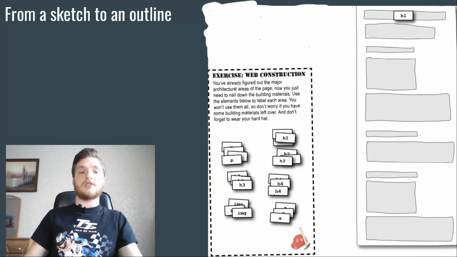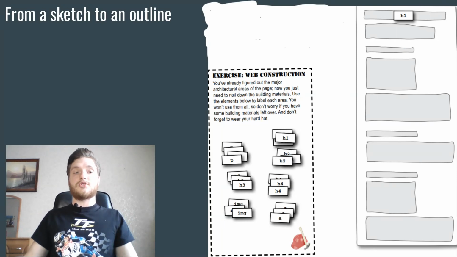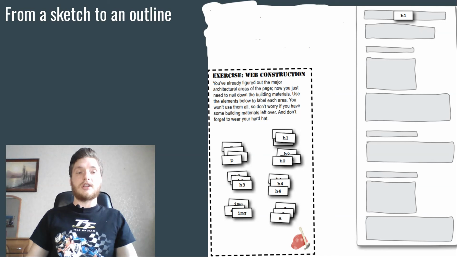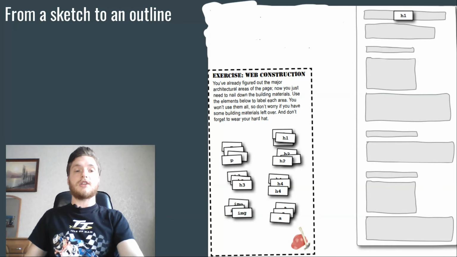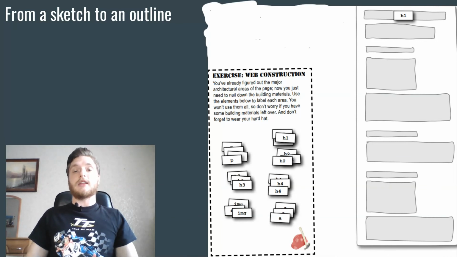Exercise, web construction. You've already figured out the major architectural areas of the page. Now you just need to nail down the building materials. Use the elements below to label each area. You won't use them all, so don't worry if you have some building material left over, and don't forget to wear your hard hat. And with this, our 11th lesson is over.